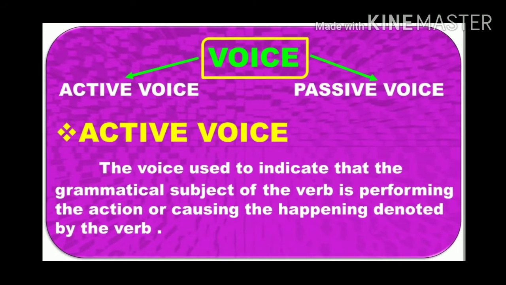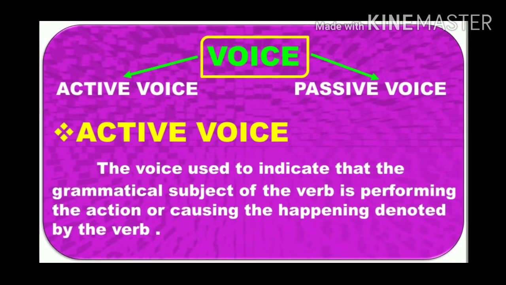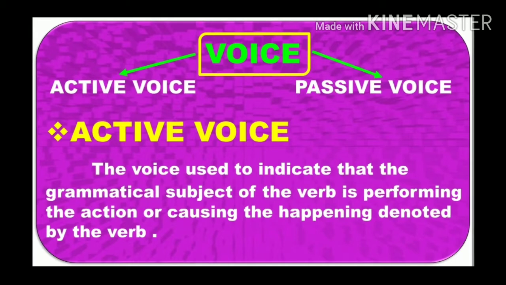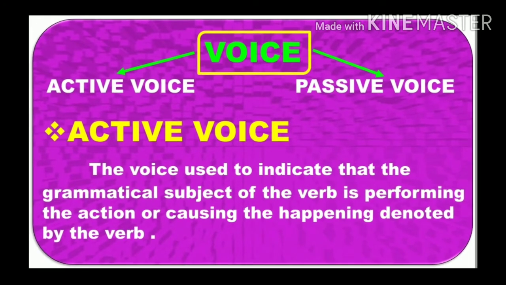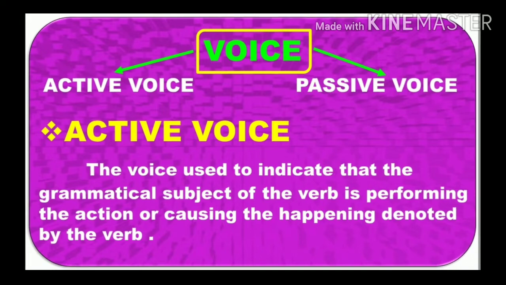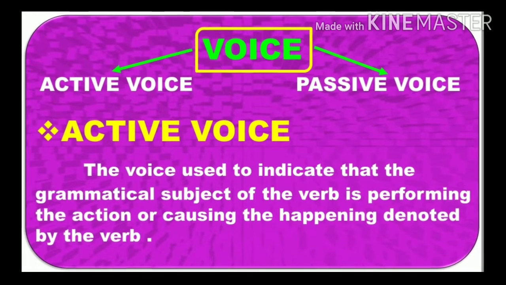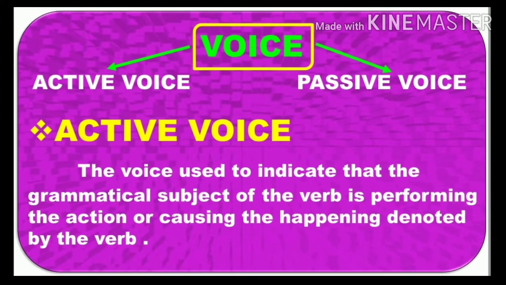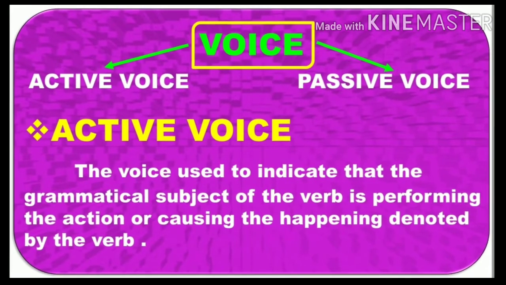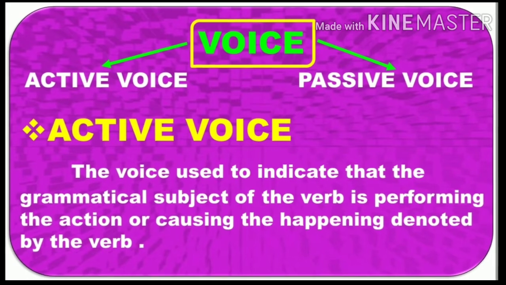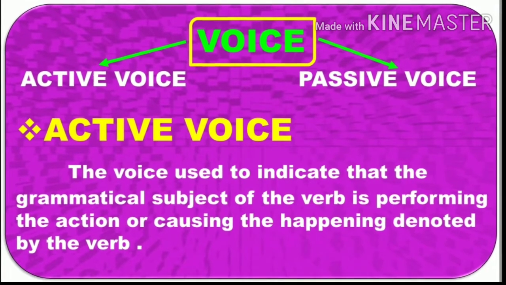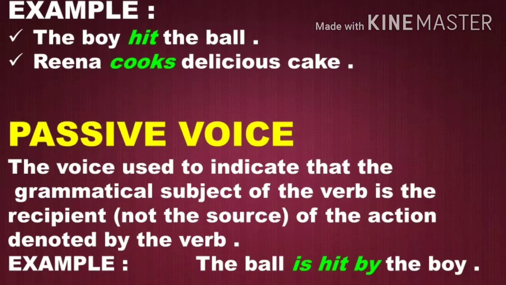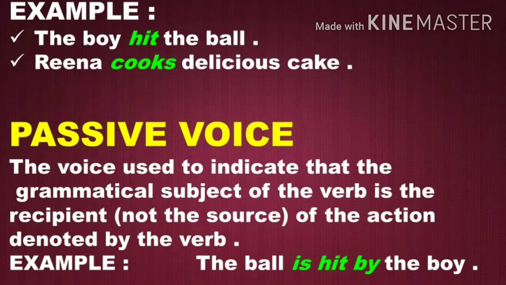First, we'll see about the active voice. The voice used to indicate that the grammatical subject of the verb is performing the action or causing the happening denoted by the verb. So that is called active voice. In a simple way, we can see this. If the verb shows that the subject is the doer of the action, then that is called active voice. Got it? Okay. Let's see the examples of active voice.